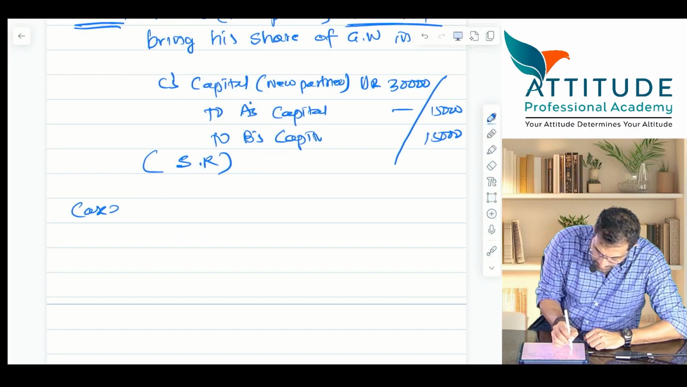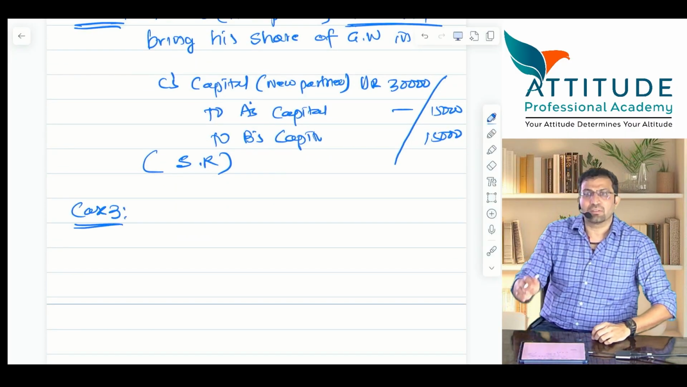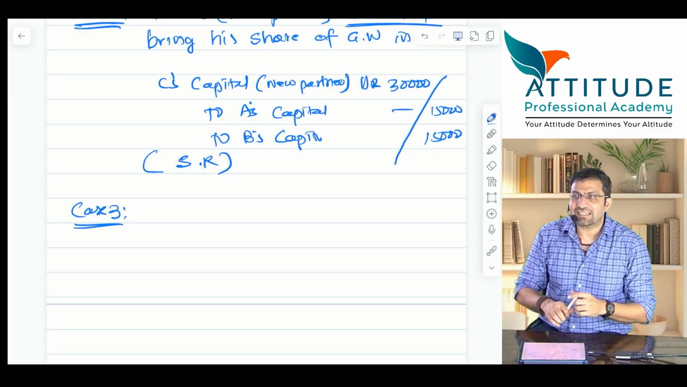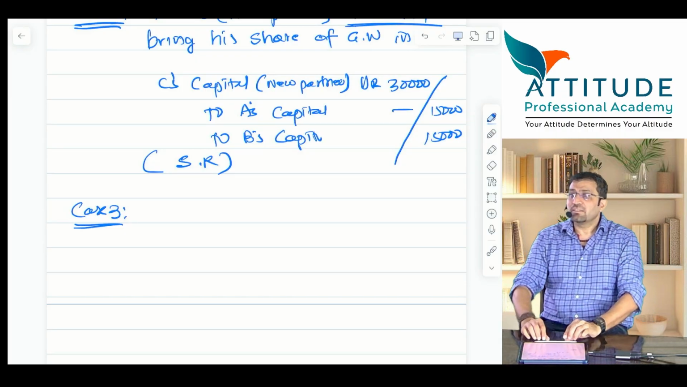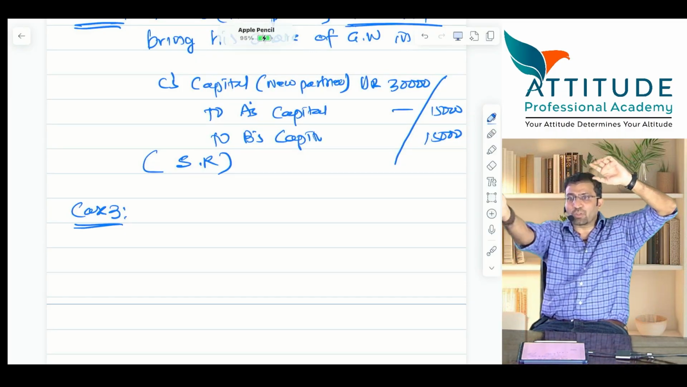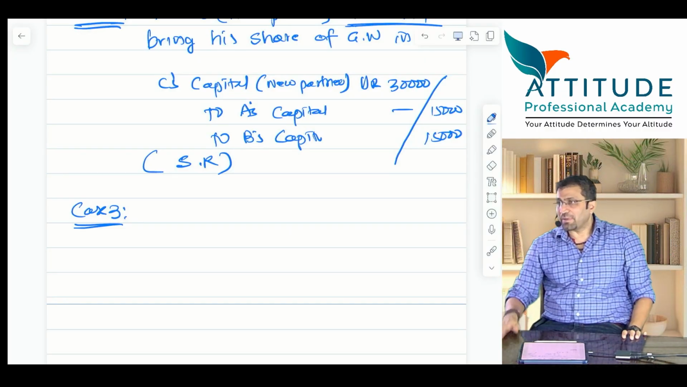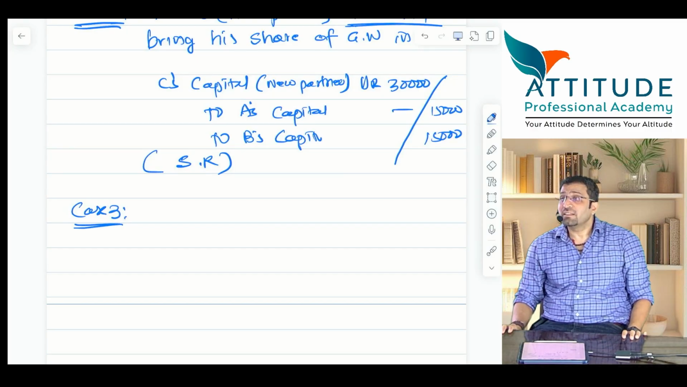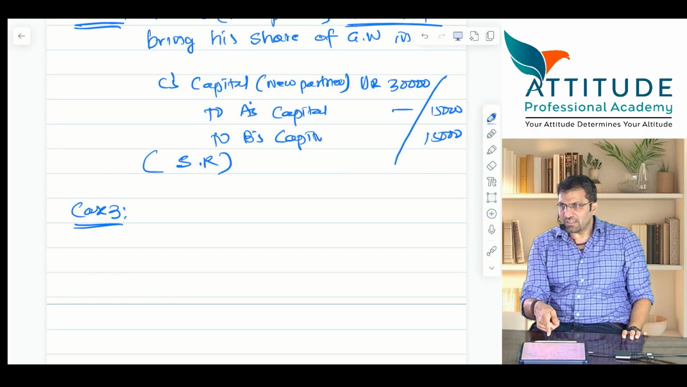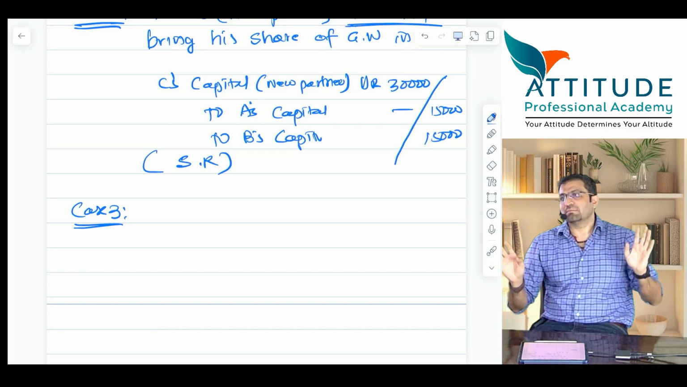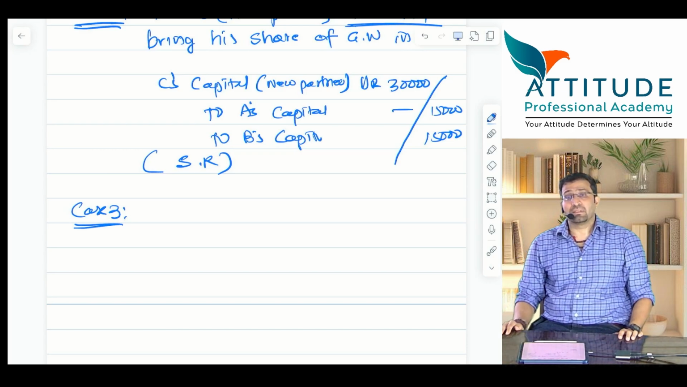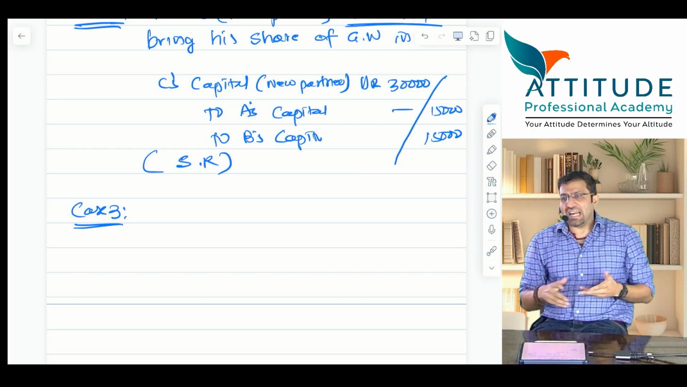Case 3. Come here, ask. I am the new partner, you are the old partner. Ask. Bring. I have brought the capital. Second, goodwill I should bring. How much? 30,000. I will bring only 20,000. I have only this much, do what you want. I have only 20.